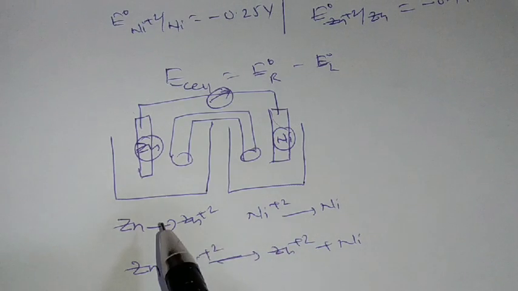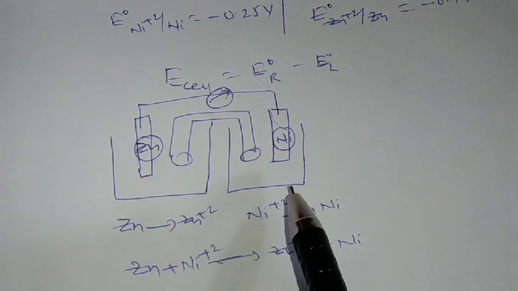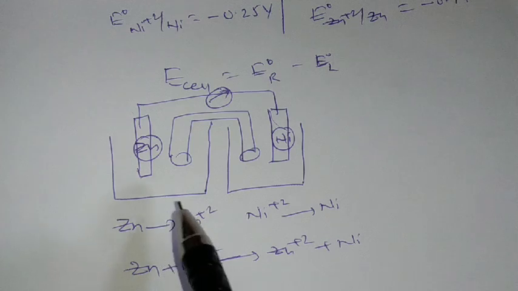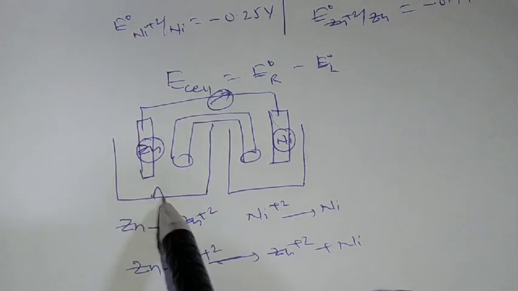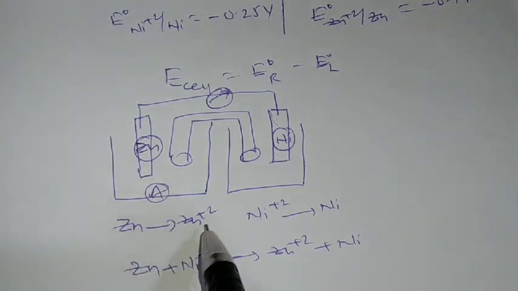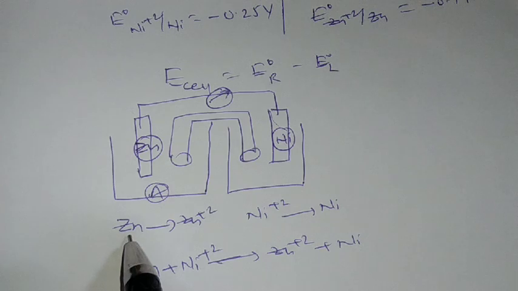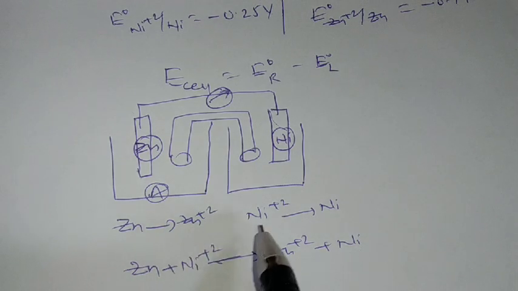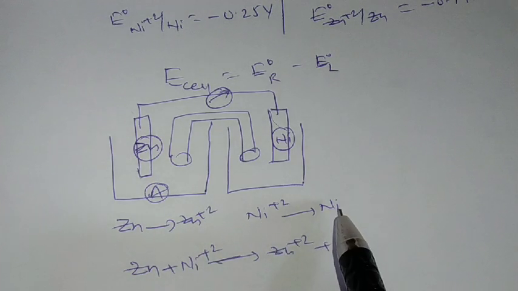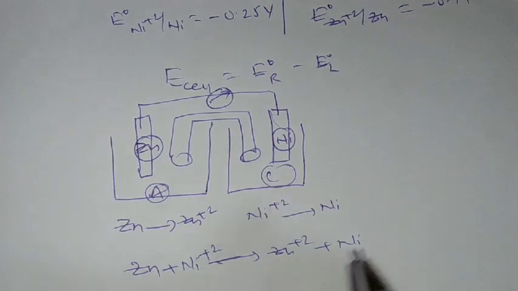So here, left side oxidation and right side reduction. That means this is the anode, it acts as an anode. Here oxidation: Zn to Zn2+, oxidation number increases. Ni2+ to Ni, oxidation number decreases. So this is the cathode, reduction.